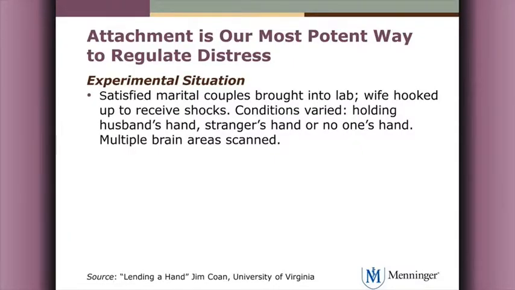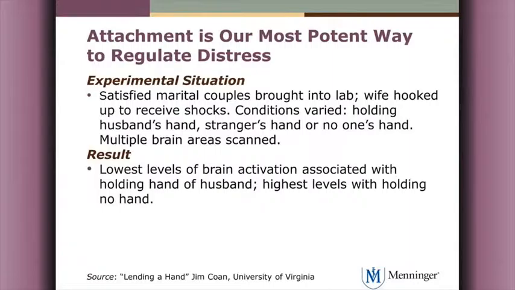Okay, he recruited satisfied married couples, and he brought the couple into the lab, and then he exposed the woman in the couple to electric shocks periodically. So she's in this situation where periodically she's going to be shocked. Now, there's 3 conditions in the experiment. In one condition, she could hold her husband's hand as she was undergoing this threat. On another condition, she could hold the experimenter's hand, a stranger. And then in the third condition, she couldn't hold anyone's hand.